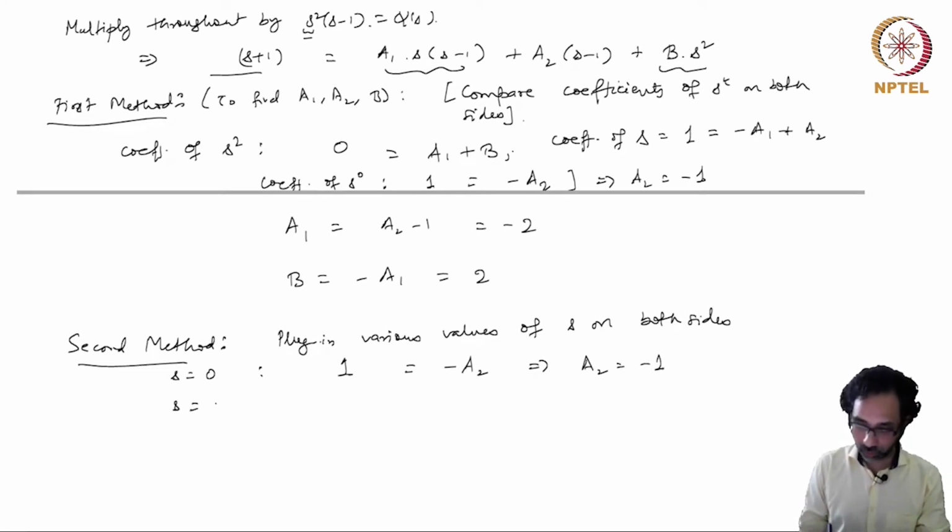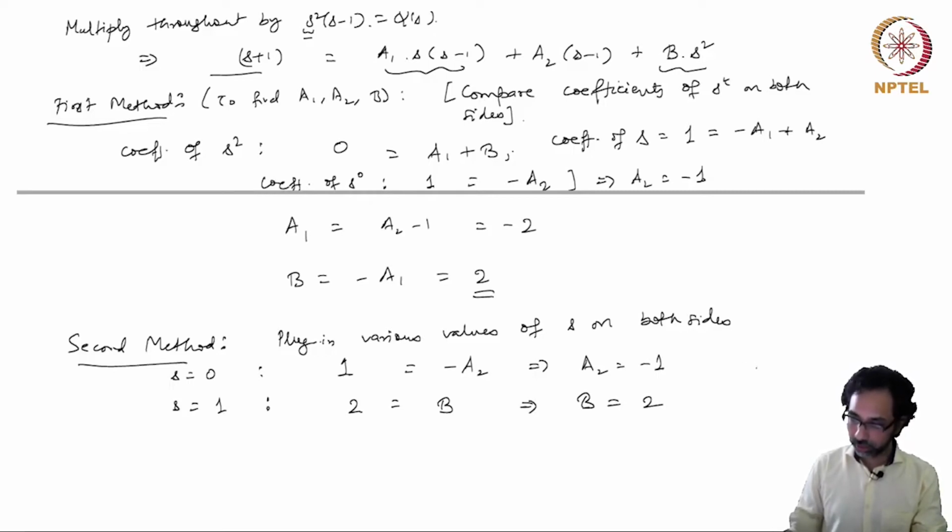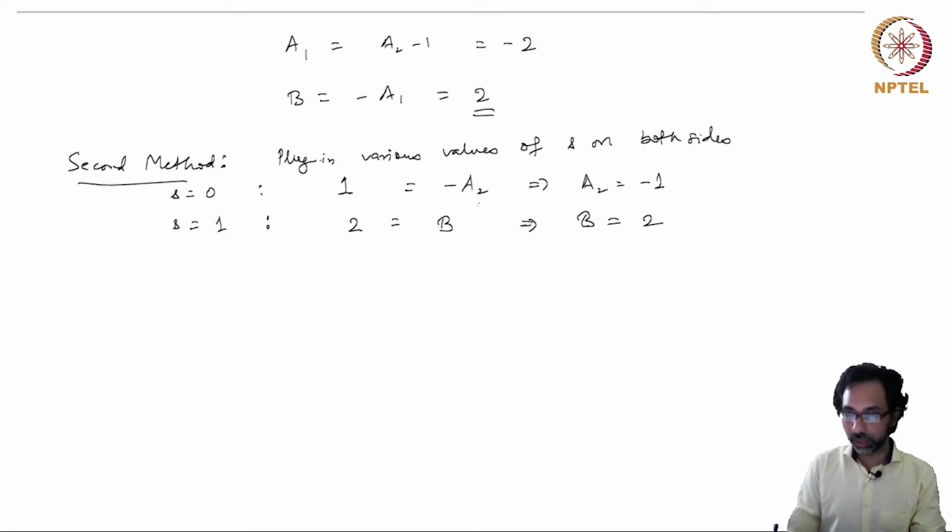If you put s equal to 1, let's say, then the first 2 terms on the right hand side vanish because we have an s minus 1 factor, and so on the left hand side you get 2, and on the right hand side you get b, which implies b equals 2. This is what we got earlier as well, but in this case we cannot directly substitute any value of s to find the value of a1. Now we have to use the values of a2 and b to find the value of a1.